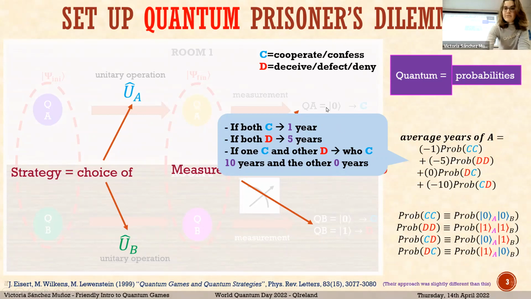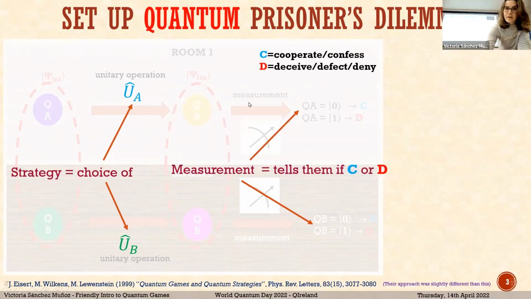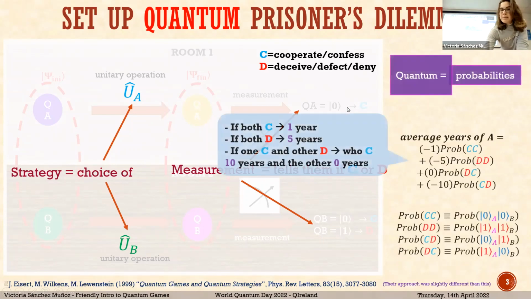And as we said from this picture, the probability of them confessing corresponds to the quantum probability. The probability of both of them confessing corresponds to the probability of them measuring state 0, 0. Robber A measures 0 and robber B measures also 0. So these probabilities are mapped into quantum probabilities.